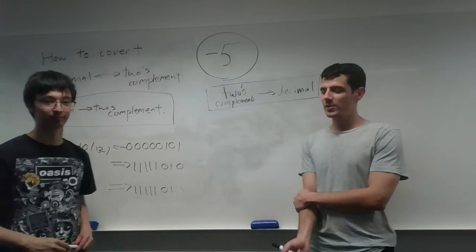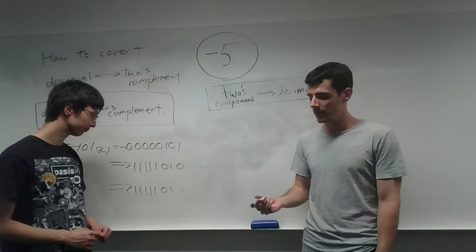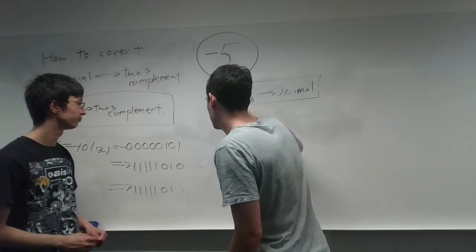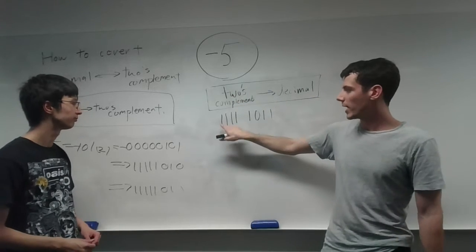Okay, and to check our answer, we're just going to convert the 2's complement back to decimal and make sure it's what we started with. So first let's write down the 2's complement. And the first step is to look at the sign bit.